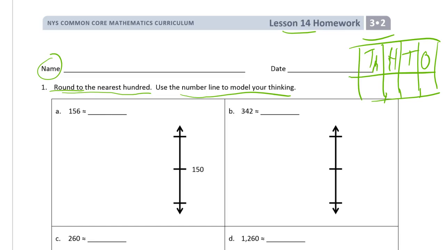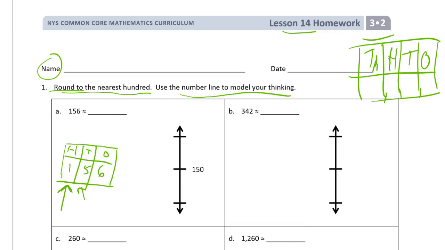So to the nearest 100, we're looking at 156, and here I'll do an HTO chart for this. You know your hundreds, tens, and ones, but it just helps to see it this way. 156. And we're rounding to the nearest 100, so it's the hundreds place that we're the most interested in here. The tens will tell us which 100 we're closest to, if it's the next one down or the next one up. But you look at the hundreds first.